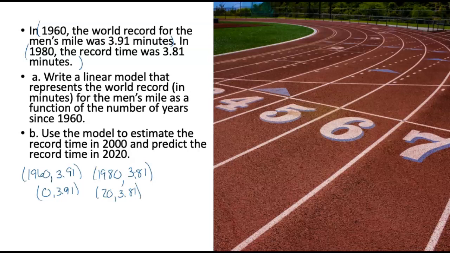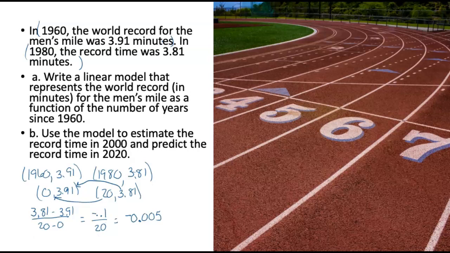Now you have 2 points. Go ahead and pause the video and work it out and see what you come up with. All right, so remember we go y2 minus y1, x2 minus x1. And you had to be careful here in that our time was actually decreasing. So our slope is a negative number. They're actually taking time off of their record time every year.